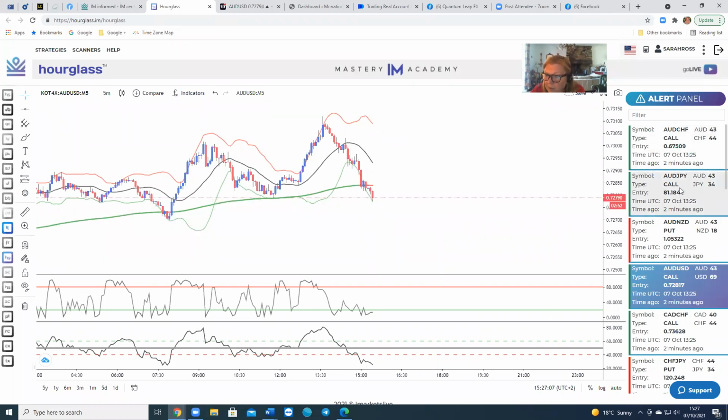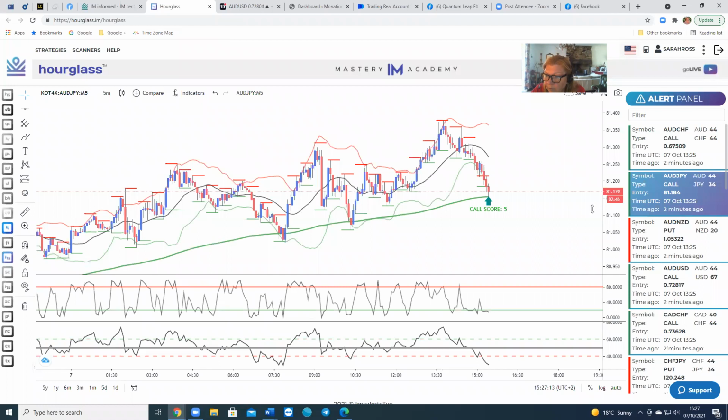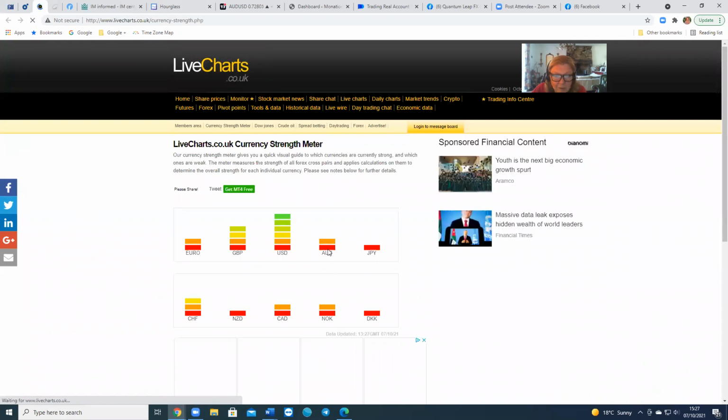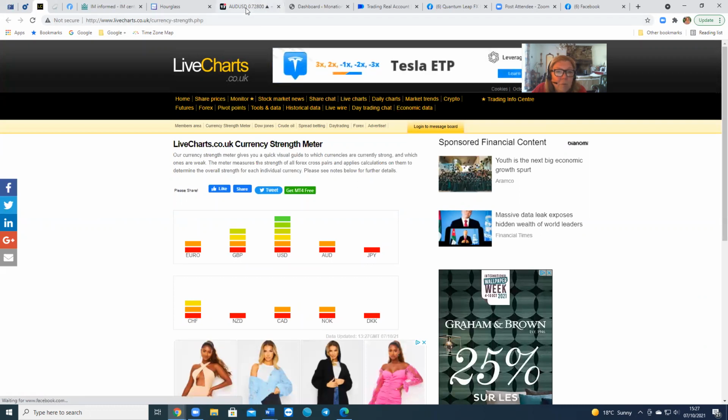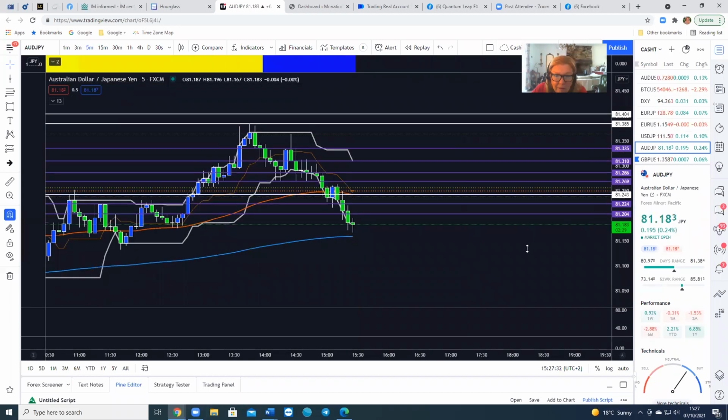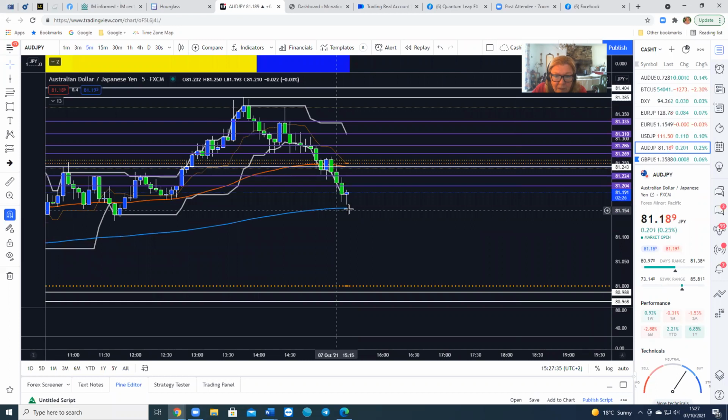So what I'm going to do now, just to show you, is flick through the currencies. JPY 44 to 33 for a call. Check on our currency strength meter. Got 2 bars to 1, which isn't brilliant, but we will have a look at it on TradingView. And we can see it's come right down to 159, it's now coming up. So we want to take this for a call.